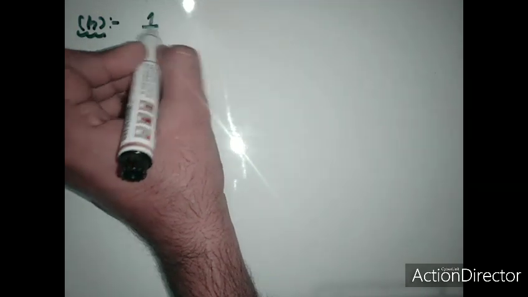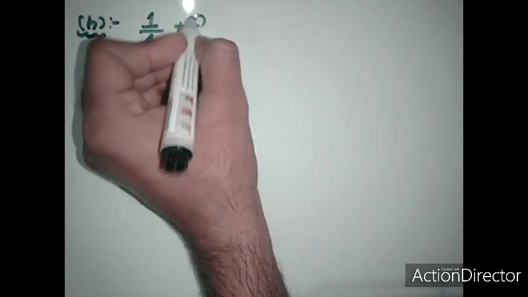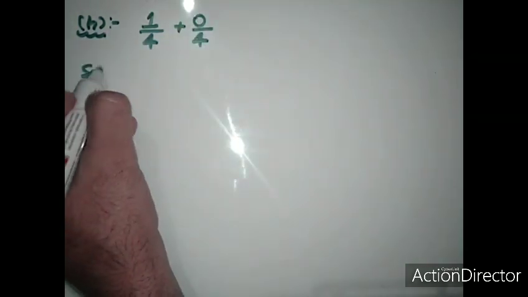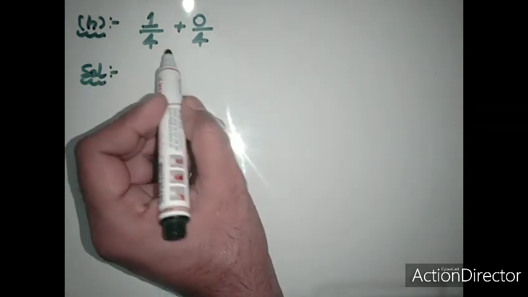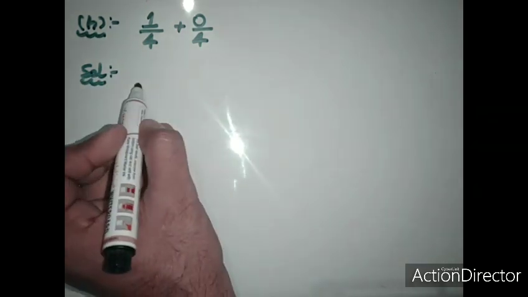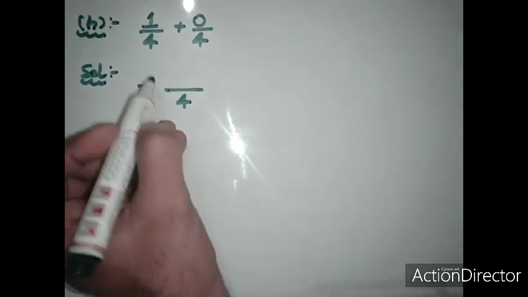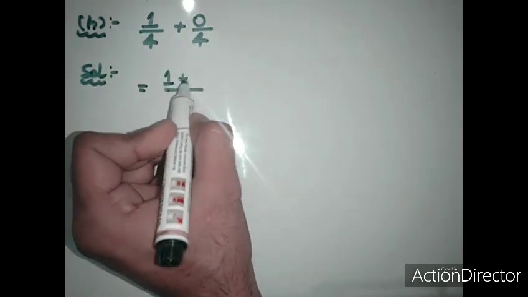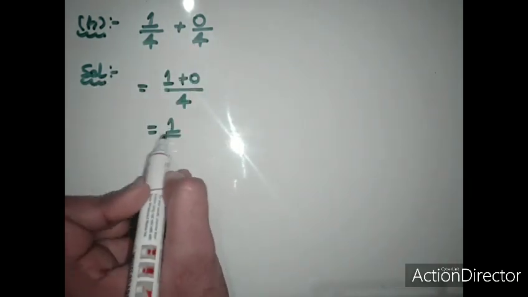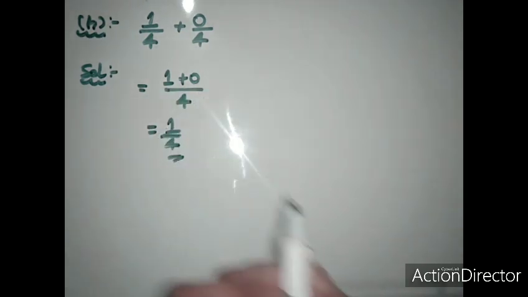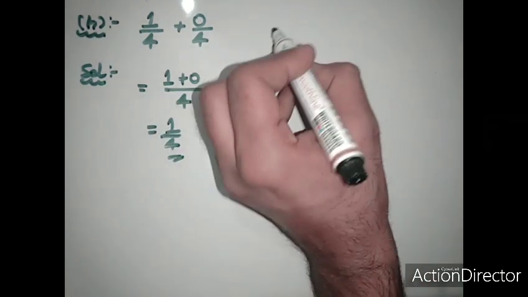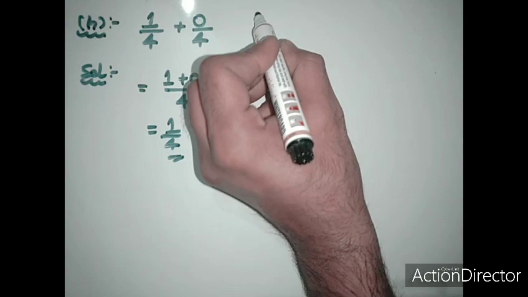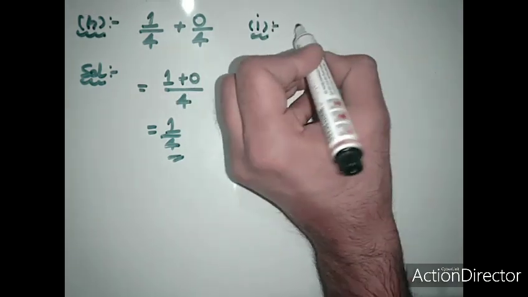Now we will solve the H part of this question. 1 upon 4 plus 0 upon 4. Now because this is also a like fraction, if we take 4 as a common denominator, and after that we add both numerators, then we get 1 upon 4. 1 plus 0 equals 1. Now here we solve the I part of this question.